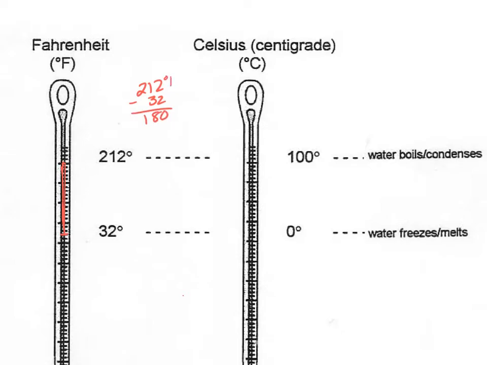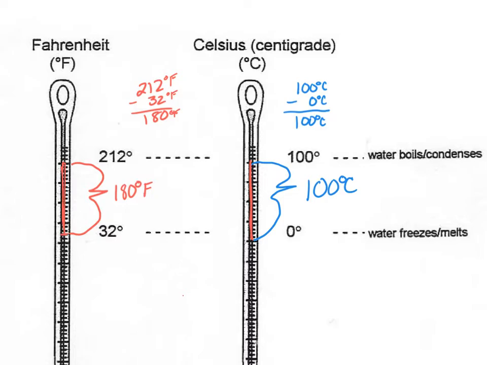And on the Celsius scale, we see that water boils at 100 degrees Celsius and freezes at 0 degrees Celsius, and the difference then is 100 degrees Celsius. Now we compare these, and we see that there are 180 degrees Fahrenheit for every 100 degrees Celsius.